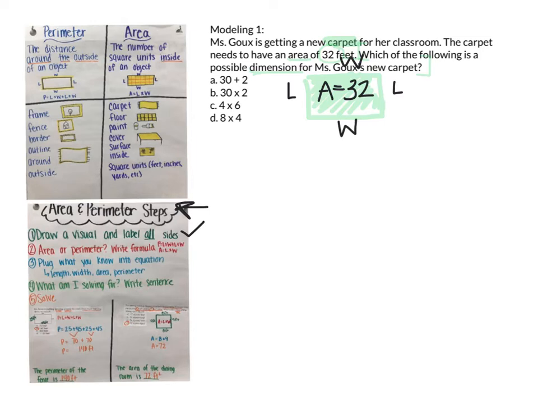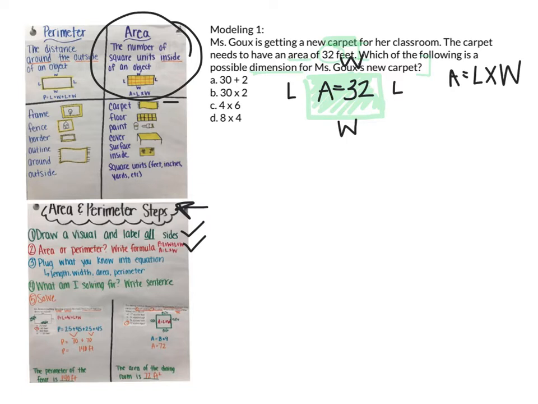My second step asks me area or perimeter, write a formula. So in this problem, we are given the area and we know that we are looking for carpet. So this is going to be an area problem. We know that our formula for area is area equals length times width.